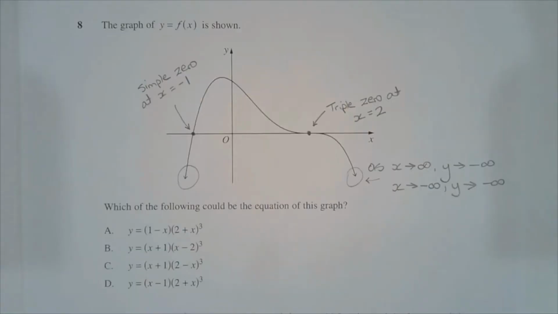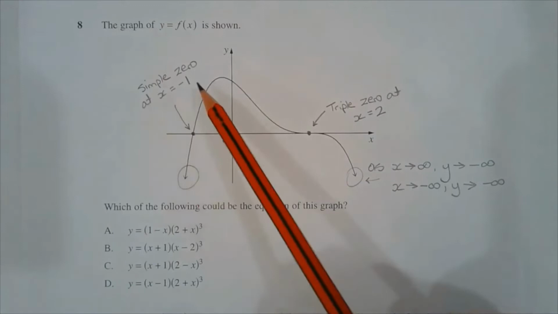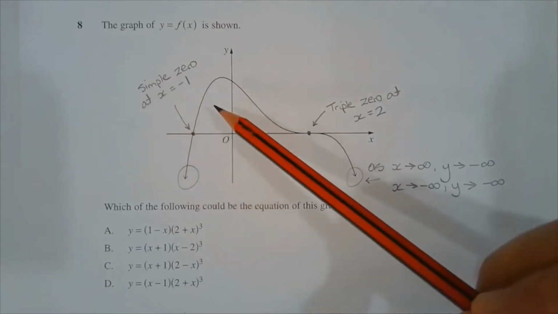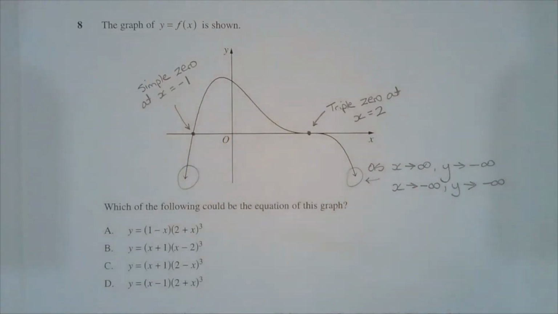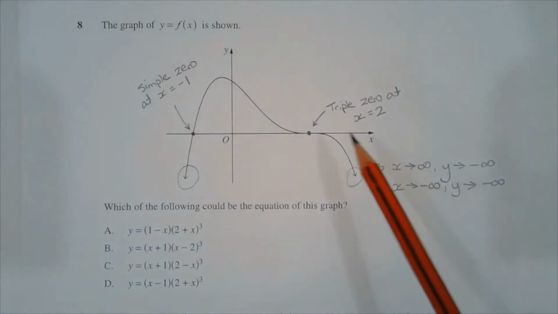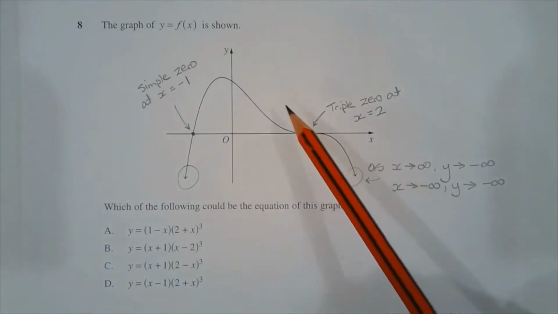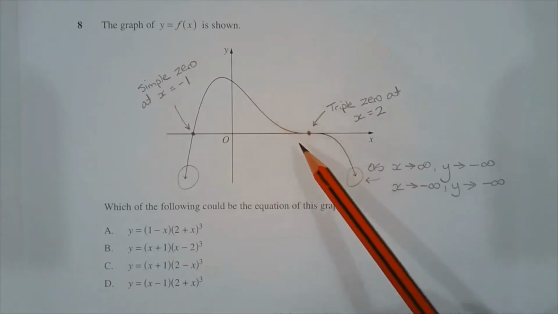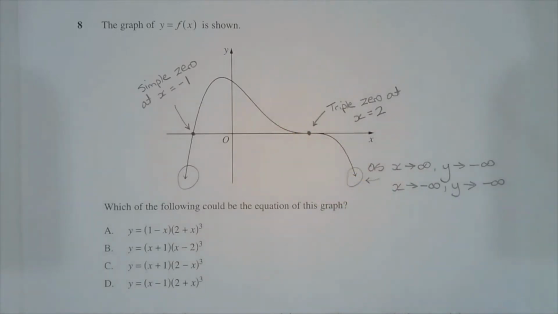This is a graph of a polynomial of degree 4. There's a simple 0 at x equals -1, and the shape of the curve around that point resembles a linear function with a positive gradient. There's a triple 0 at x equals 2, and the shape of the curve around that point represents a cubic curve that's been reflected in the y-axis and then translated 2 units to the right. Also, as x approaches infinity, y approaches -infinity, and as x approaches -infinity, y approaches -infinity. And that can be seen by observing the arrows here and here. Therefore, the answer is option C.